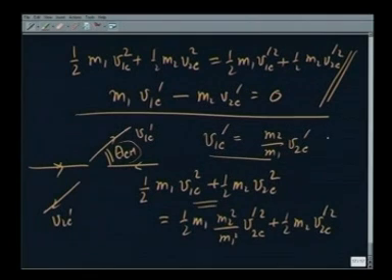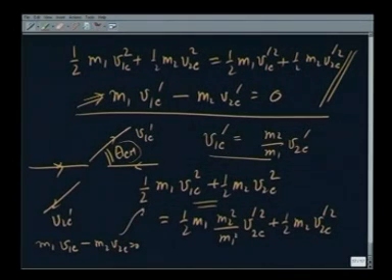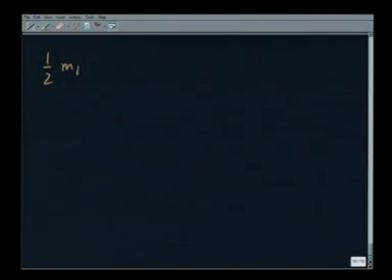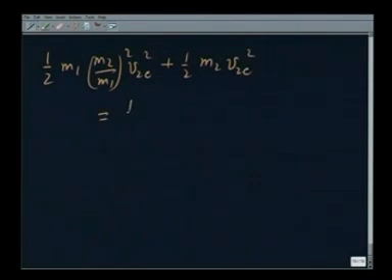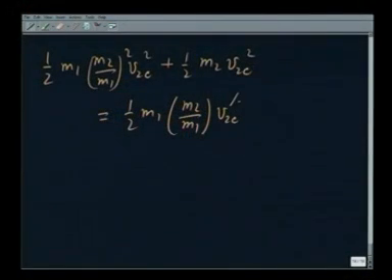How about the left hand side? I can use the same trick on the left hand side to get V1c in terms of V2c. Recall that I also had the momentum conservation equation, m1 V1c, I am writing on the left bottom corner, minus m2 V2c is equal to 0. So, I can make this substitution here to finally get 1/2 m1 m2 over m1 square V2c square plus 1/2 m2 V2c square is equal to 1/2 m1 m2 over m1 square V2c prime square plus 1/2 m2 V2c prime square.